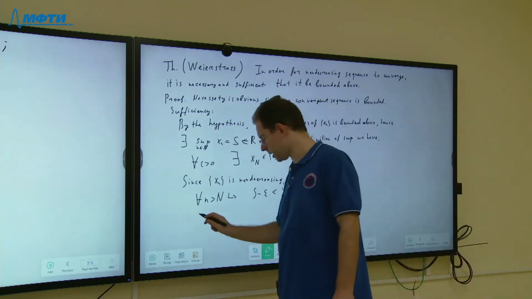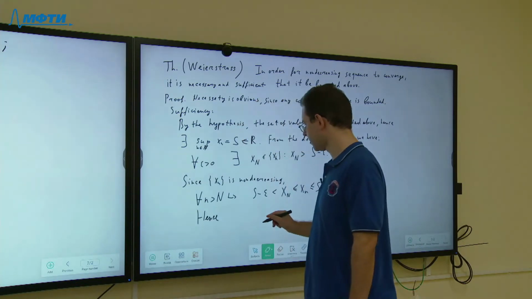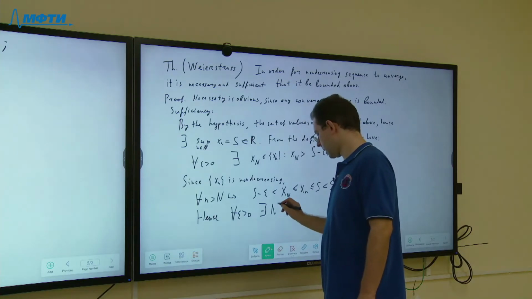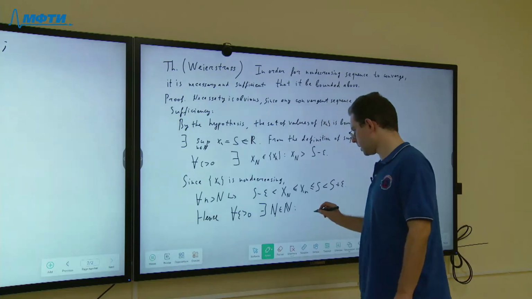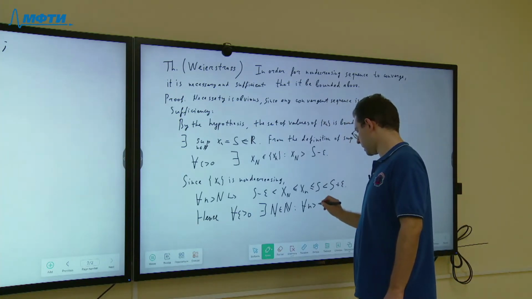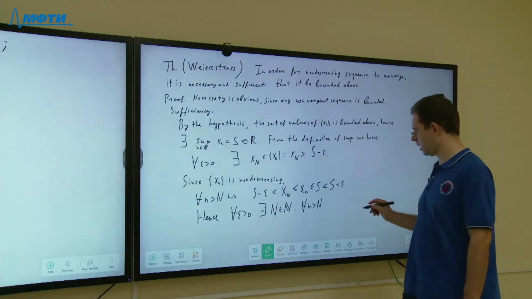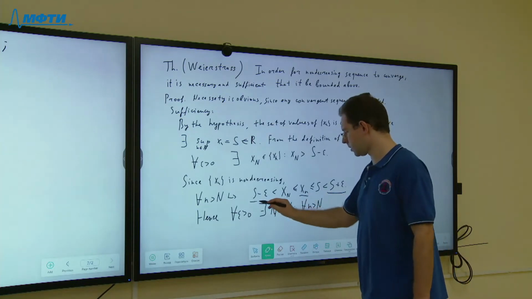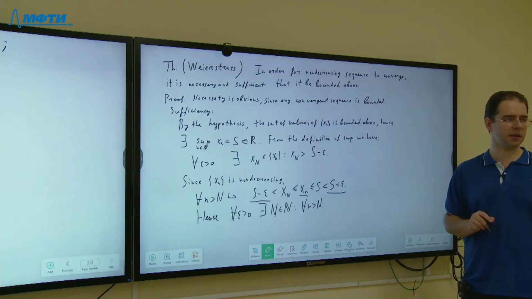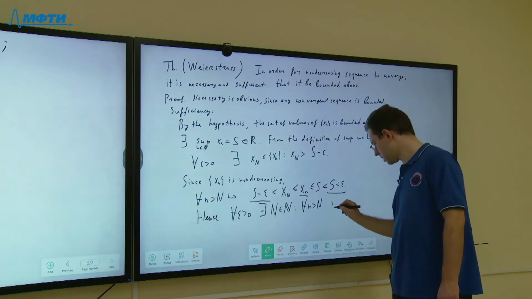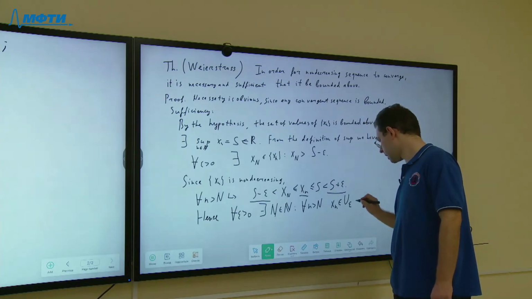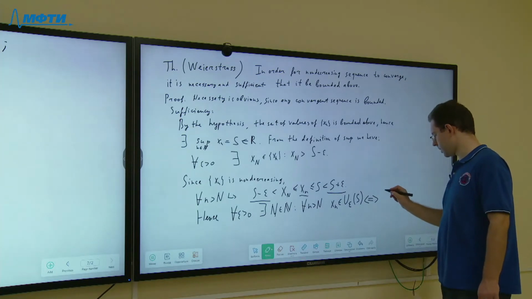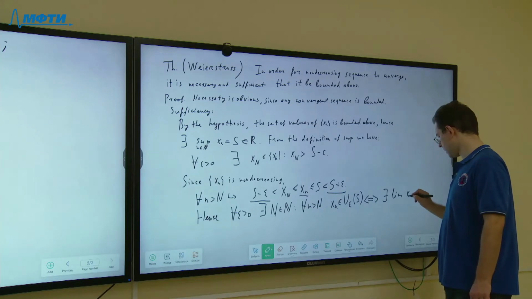Well, basically that's it. Hence, for any epsilon greater than 0, I have constructed a natural number N such that for any n greater than N, basically this says that x_n is smaller than this number and greater than this number, which means that x_n is inside the epsilon neighborhood of S. Which means there exists a limit of x_n equals S.